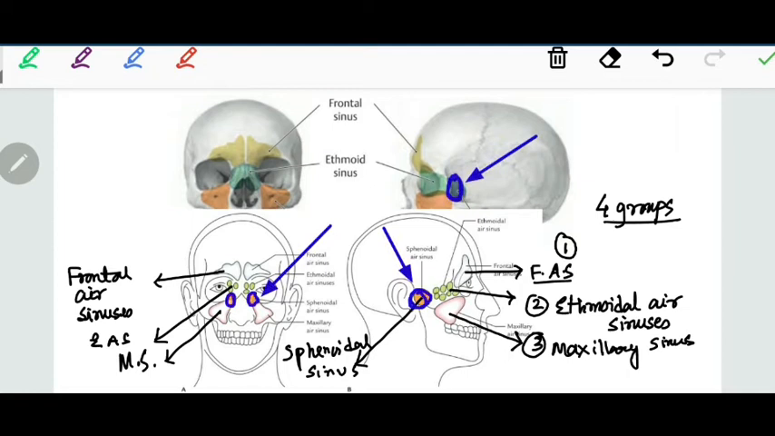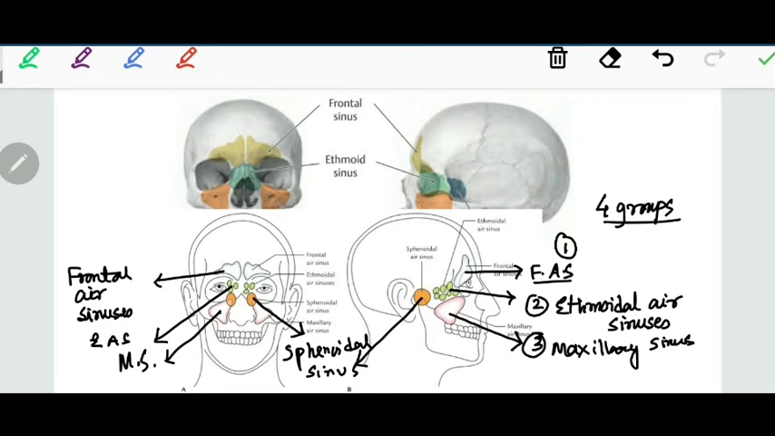These sinuses are located deep in the skull, and we are seeing them through the skull as if the skull bones are transparent. So, these are the sphenoidal sinuses present in the sphenoid bone.